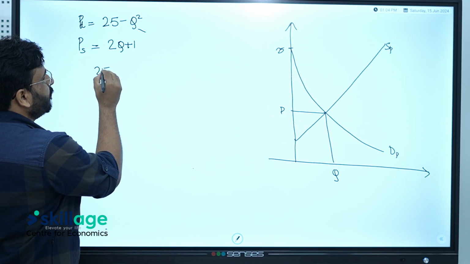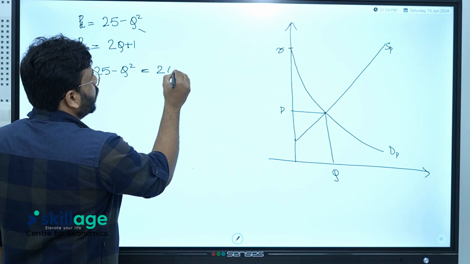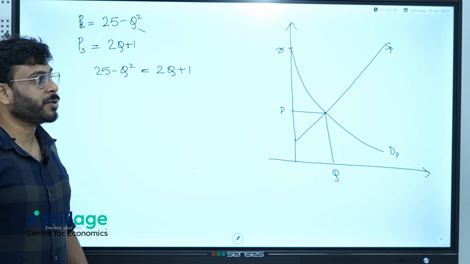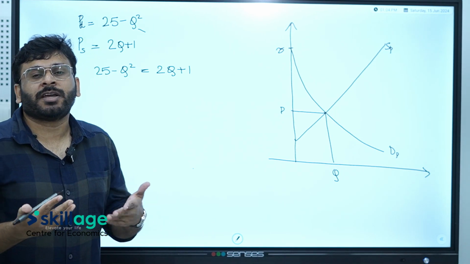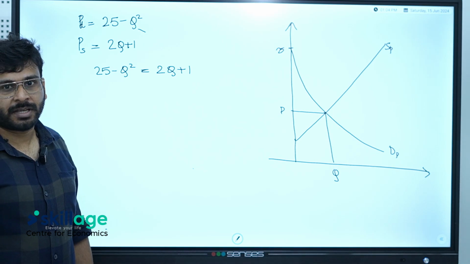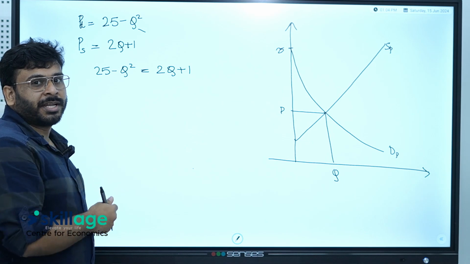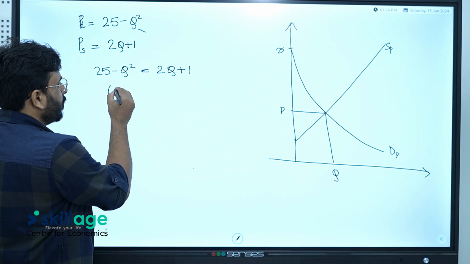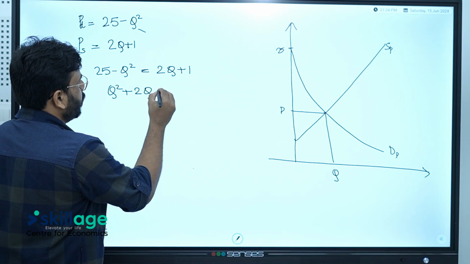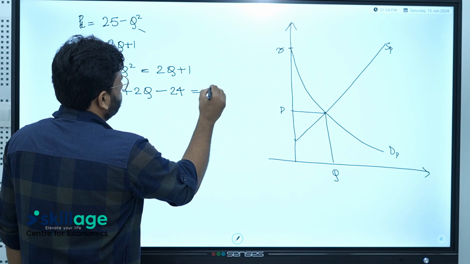So 25 minus q square equal to 2q plus 1, right, because you find equilibrium where demand and supply functions are intersecting, or where they meet. Now if you just rearrange this equation, what you will get is q square plus 2q minus 24 equal to 0.